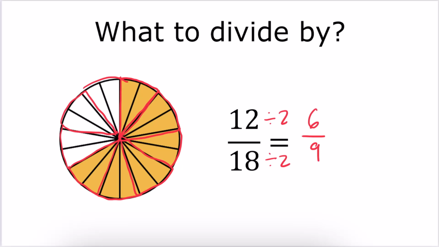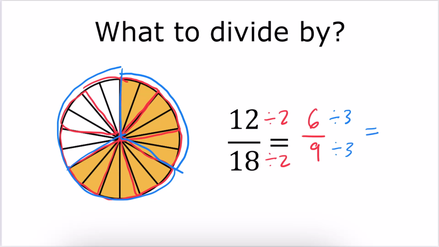However, this isn't fully reduced because 6 and 9 are both divisible by 3. So I can further reduce this by dividing the numerator and denominator by 3, which basically means I'm going to take 3 of my 9 and combine those together, take my other 3/9 and combine those together, and these 3/9 and combine those together, which gives me the fully reduced fraction of 2/3.